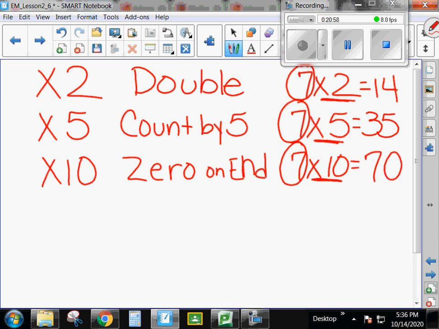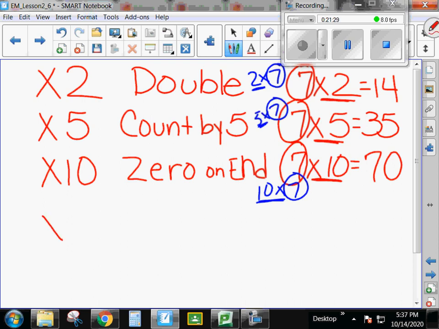And it doesn't matter if the problems go the other way around. I can have 2 times 7 instead. Okay, it doesn't matter. It's times 2, I still double the other number. I can have 5 times 7. Doesn't matter. It's times 5. I'm going to take the other number and count by 5s. I can have 10 times 7. It doesn't matter. There's a times 10 in there. Take the other number and put a 0 on the end.